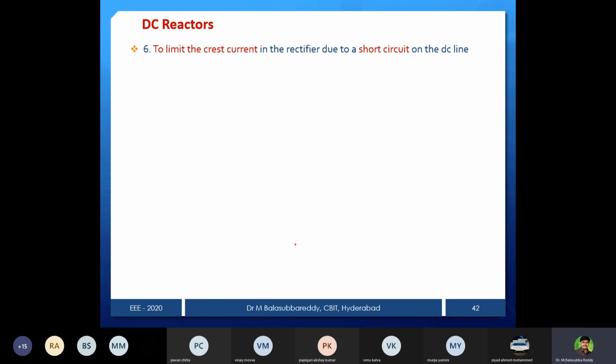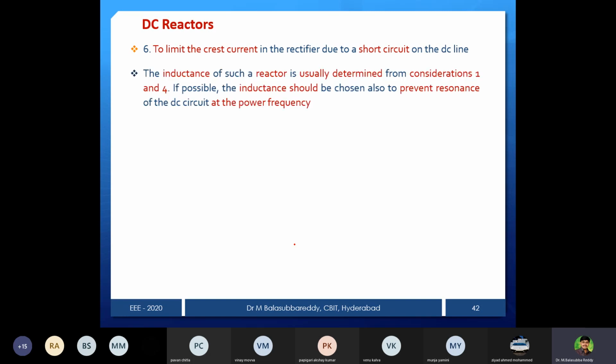Once the short circuit has happened, a lot of high current will be generated, so that has to be minimized. It is a peak, or you can say that in a short time it will generate a very high current. To minimize that, we can use a reactor to limit the crest current.